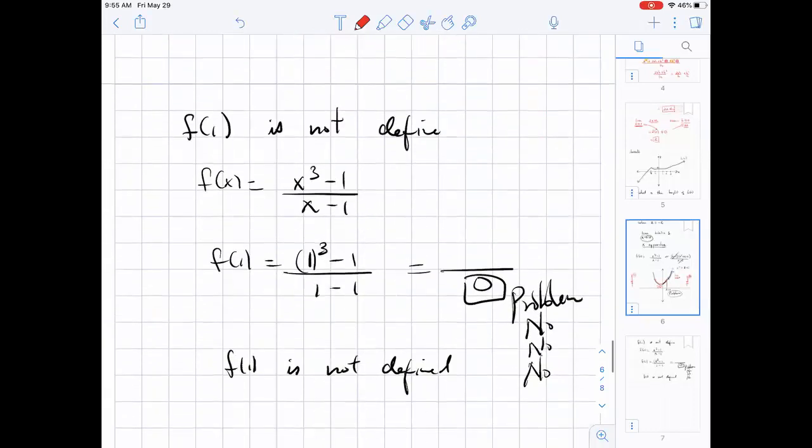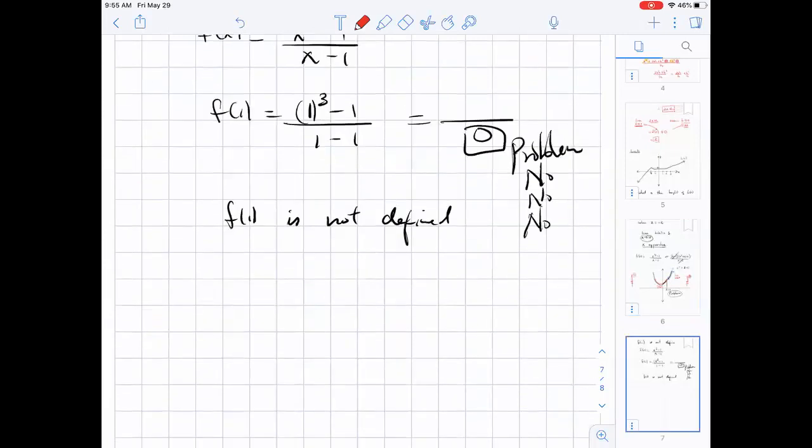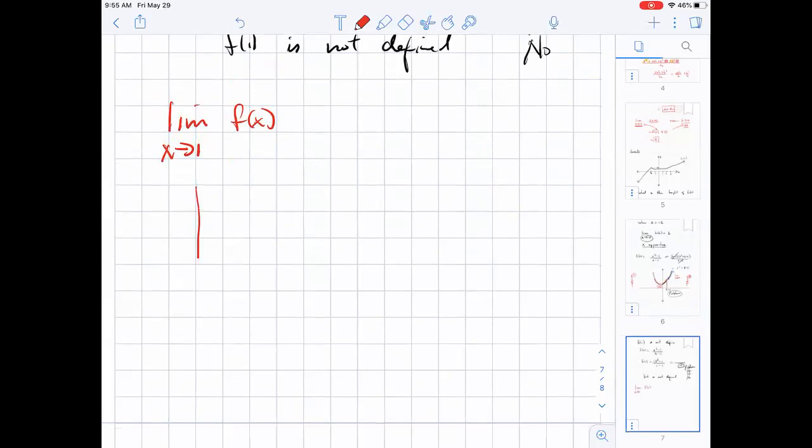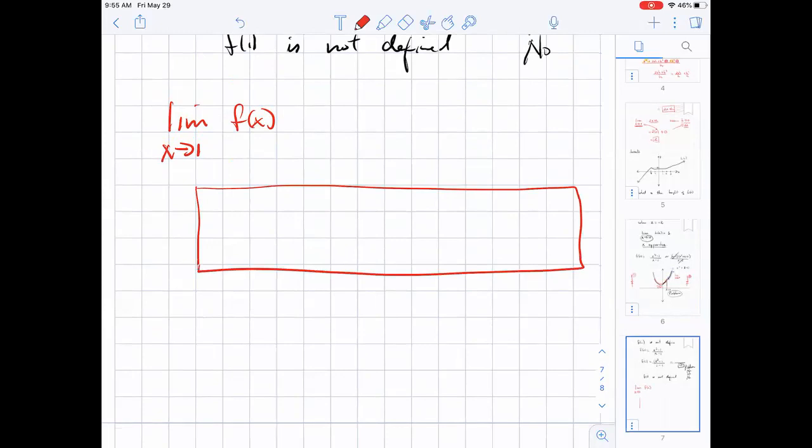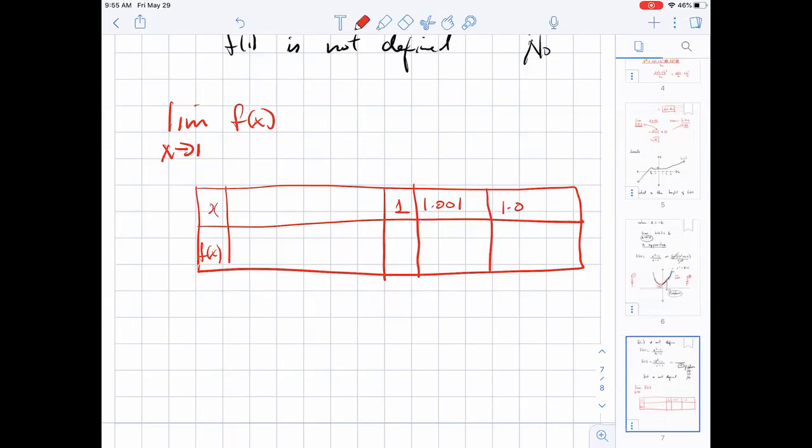So remember, f of 1 is not defined. But if I ask you what is the limit as x approaches 1 of f of x, when you do that table of values, x and f of x, and you're looking at 1, put 1 in the middle and put some values here, which will be 1.001, 1.01, 1.1. Some values from the left will be 0.999, 0.99, and let's say 0.9.